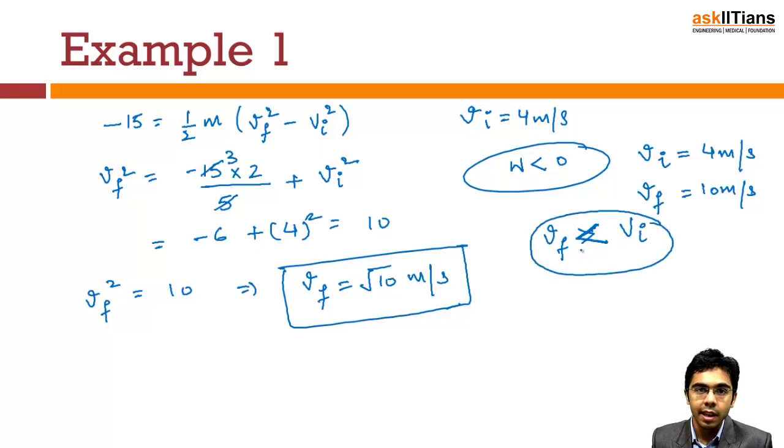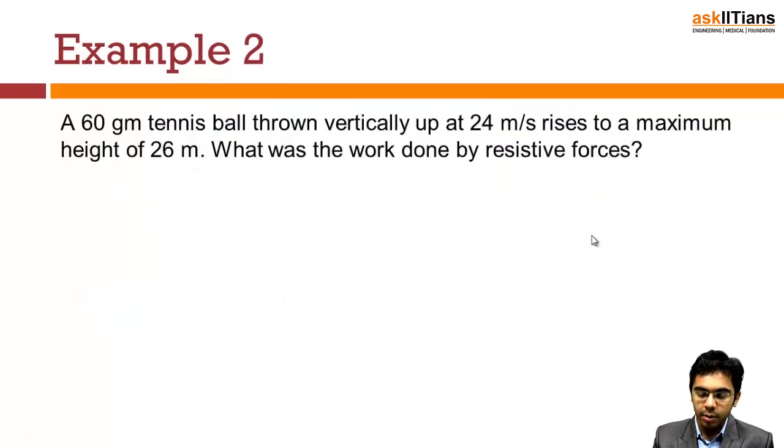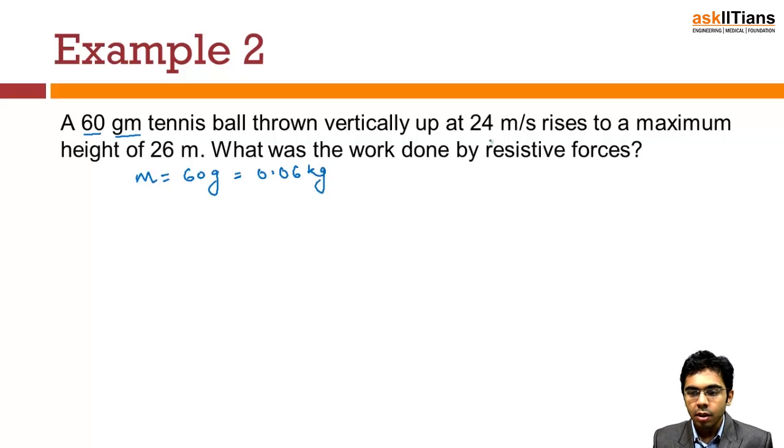So as we have done in the theoretical part, if work done is negative, then the final will be lesser than the initial. Now let's check out another example. Another example says a 60-gram tennis ball, the mass of the tennis ball is given to us as 60 grams, or else it is 0.06 kg, is thrown vertically up at 24 meters per second. That means u, or v initial, the initial speed, is given to us as 24 meters per second.